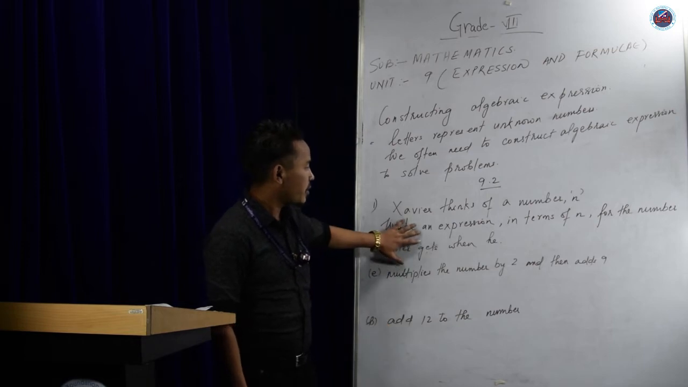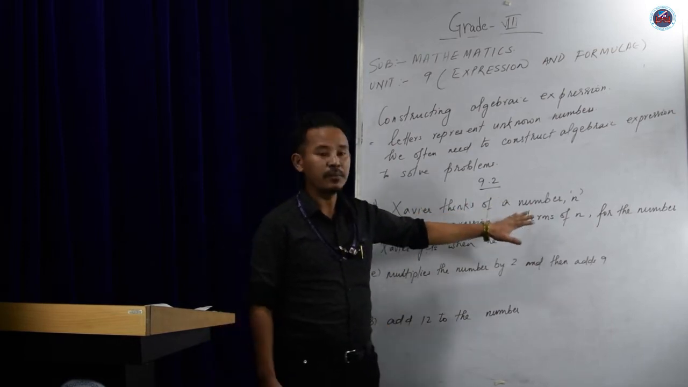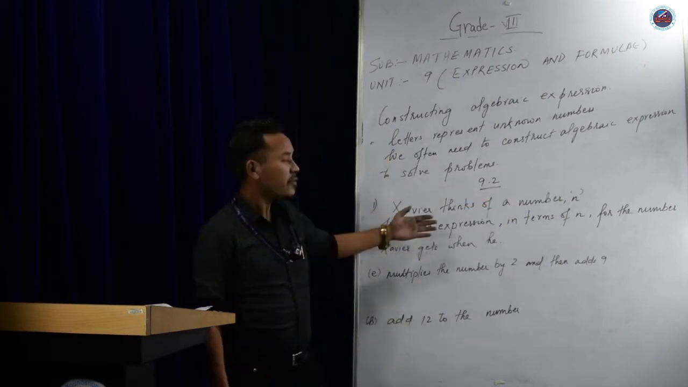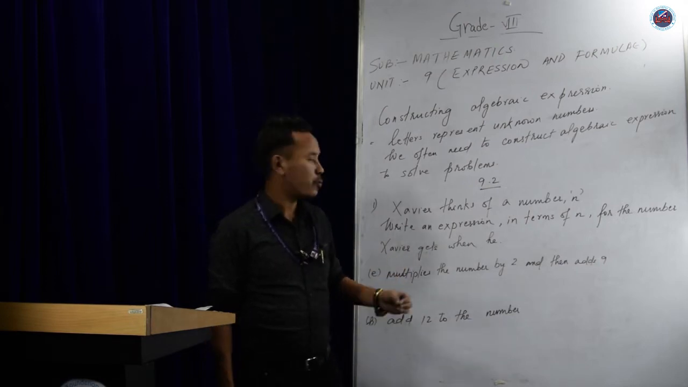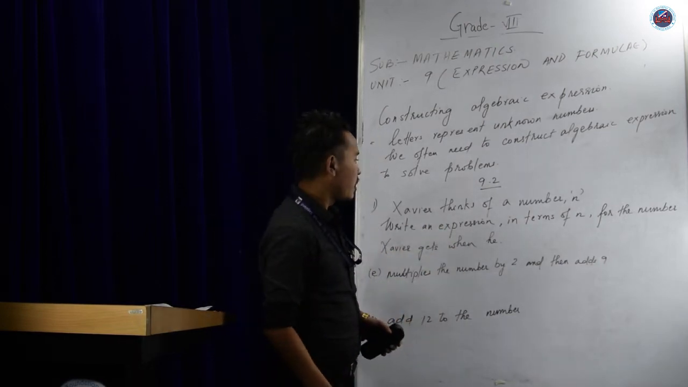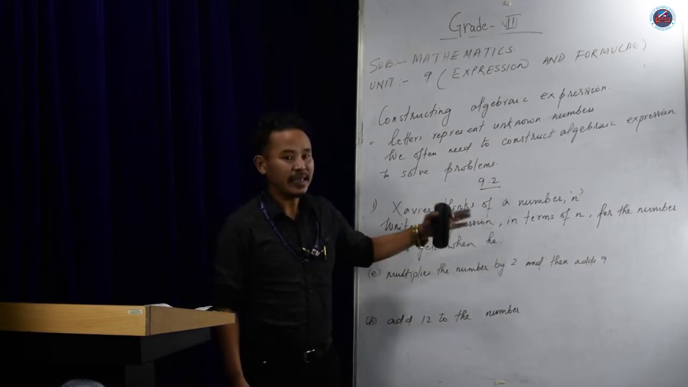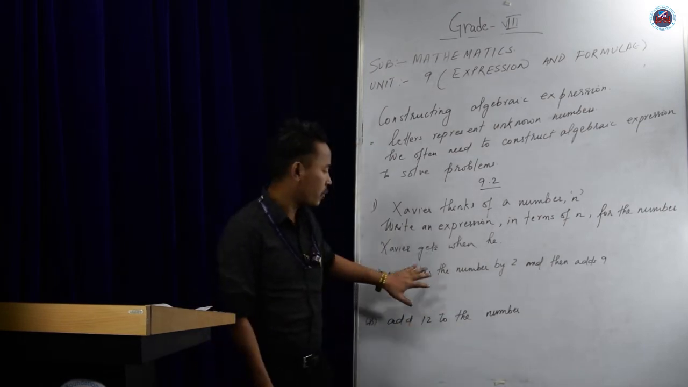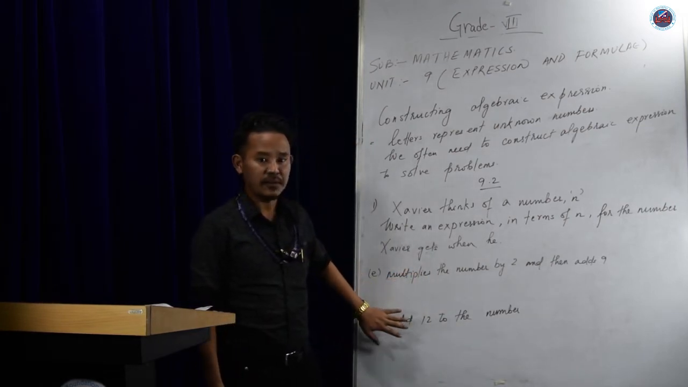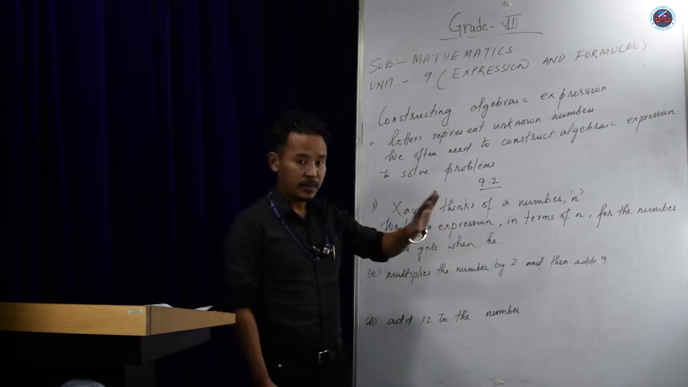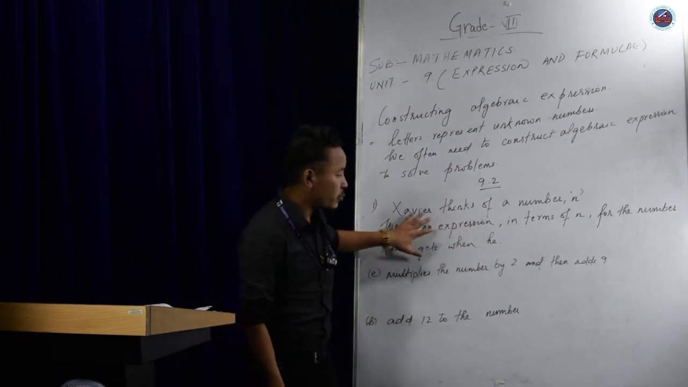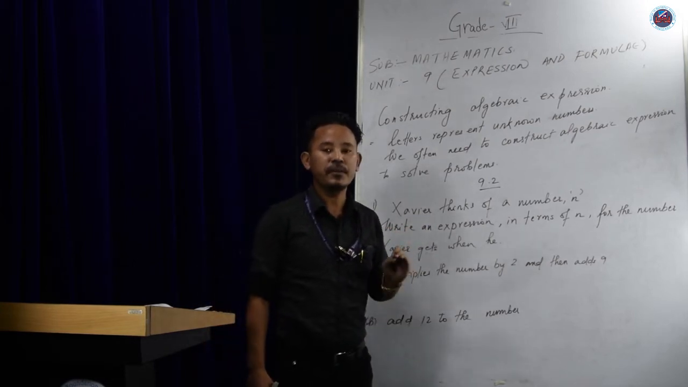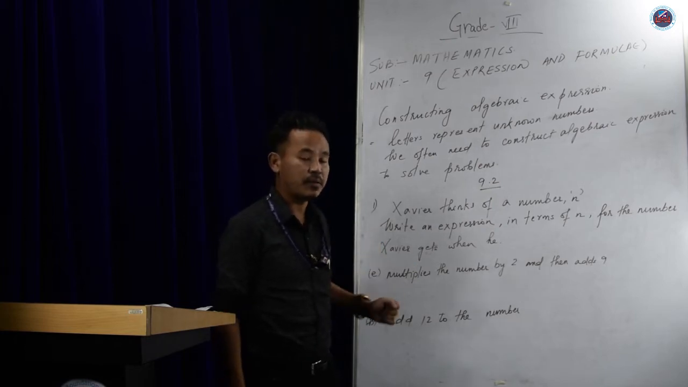So now, as you can see, there is a question here. Xavier thinks of a number. He might be thinking of any number, say, for example, n. Xavier thinks of a number n. We are asked to write an expression in terms of n for the number Xavier gets when he does certain things. There are a number of parts in this question, but I have just selected a couple. Once again, let's read the question back. It's very important that you read the question and try to understand it before you attempt it.